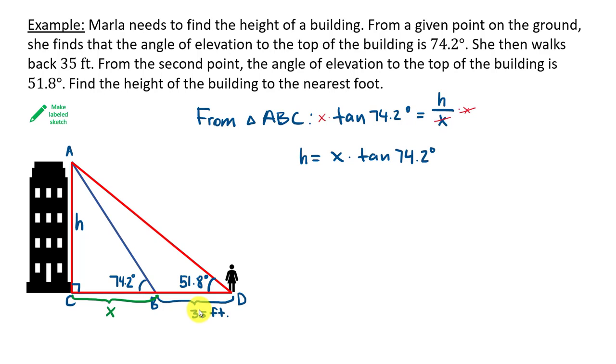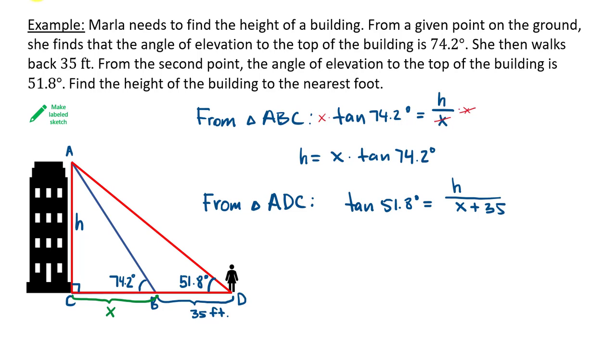Again, we have opposite side, we have adjacent side. We're going to use the tangent function to relate all of them. So from triangle ADC, this is what we get. Tangent of 51.8 degree angle equals the opposite side, which is h, over the adjacent side, which is x plus 35. And I'm going to repeat the steps by solving for h.